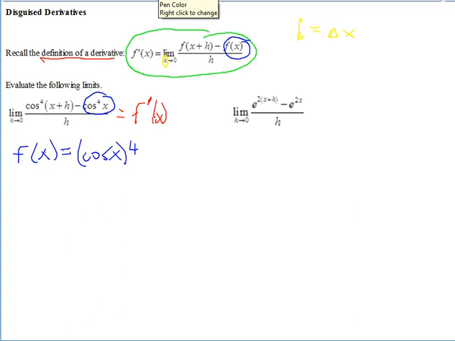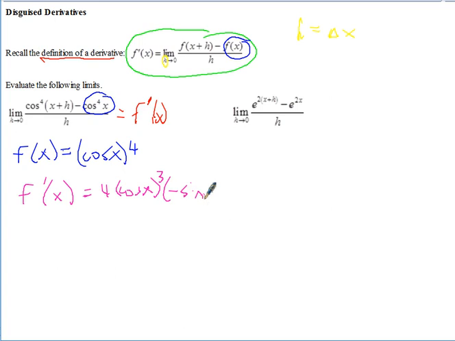And when we take the derivative of that, f prime of x, using the chain rule, would be 4 cosine of x cubed times the derivative of cosine is negative sine. And that's it, because this whole limit is equal to the derivative. You could simplify it a little bit. You could simplify it to pull the negative out front, so it would be negative 4 cosine of x cubed.